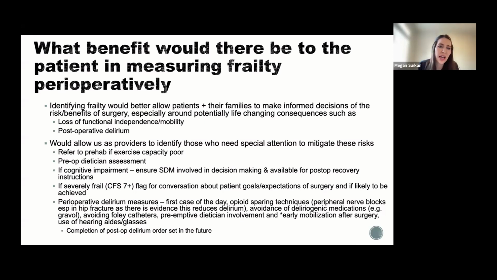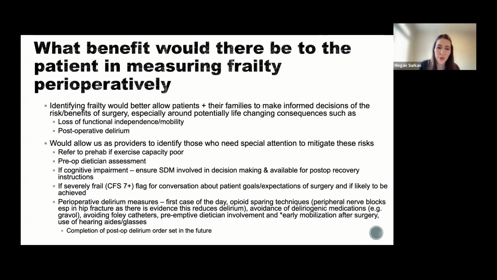It would better allow them and their families to make informed decisions around the risks and benefits of surgery, especially given these potentially life-changing consequences that we see all the time, like loss of functional independence or mobility and post-op delirium. It would allow us as providers to identify those that need special attention and try to mitigate risks ahead of the game. So instead of waiting until they already happen, we could try to intervene a little earlier.